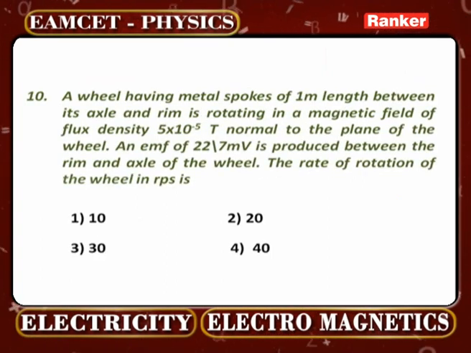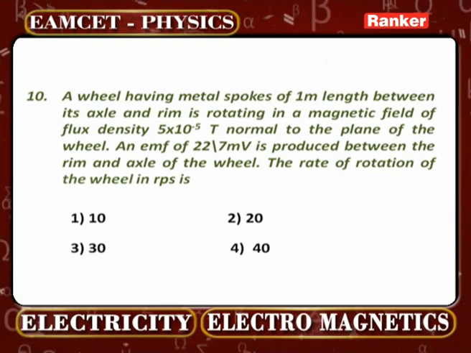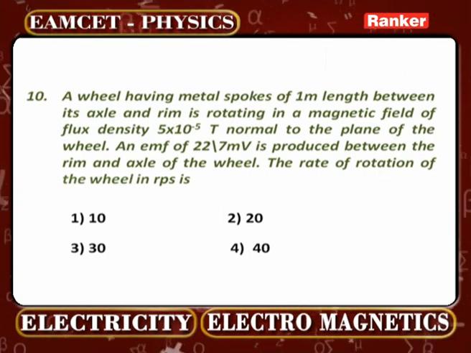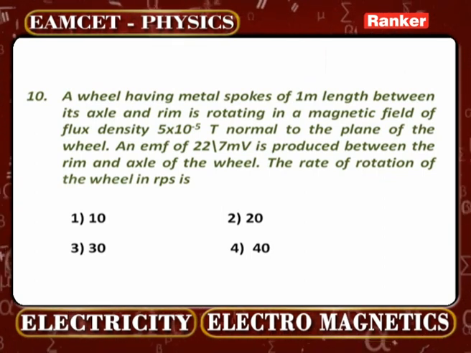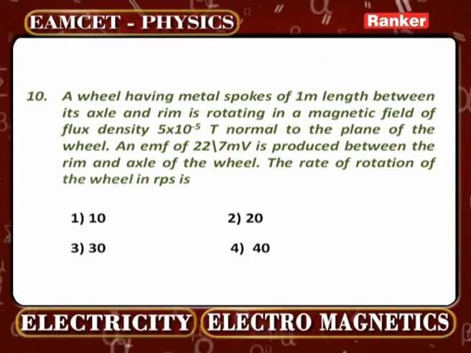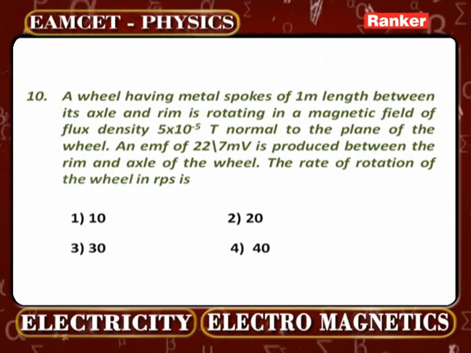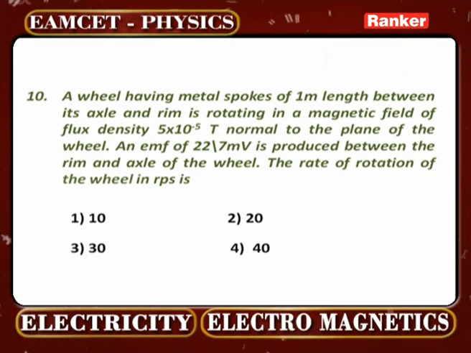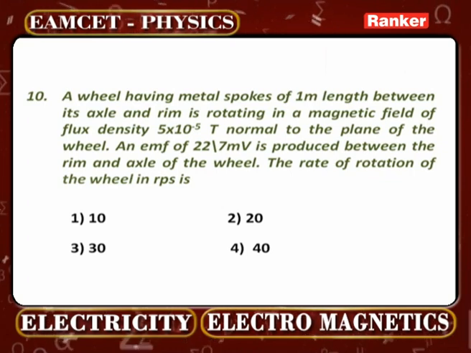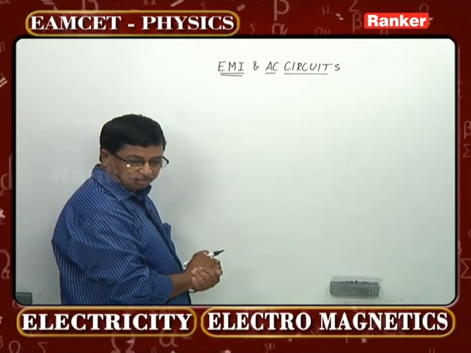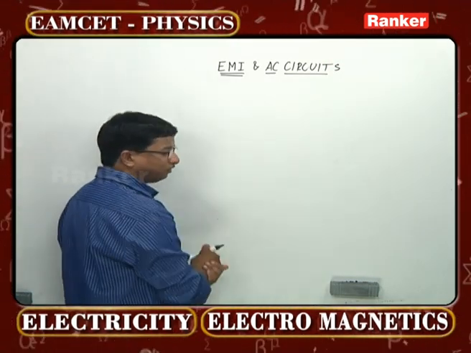A wheel having metal spokes of 1 meter length between its axle and rim is rotating in a magnetic field of flux density 5 × 10^-5 Tesla, normal to the plane of the wheel. An EMF of 22/7 millivolt is produced between the rim and the axle of the wheel. The rate of rotation of the wheel in RPS is how much? RPS, of course everyone of you knows, is revolutions per second, or rotations per second. That is what natural frequency is asking you.